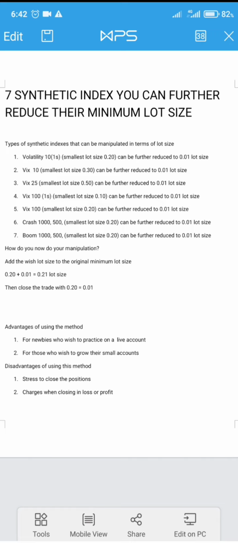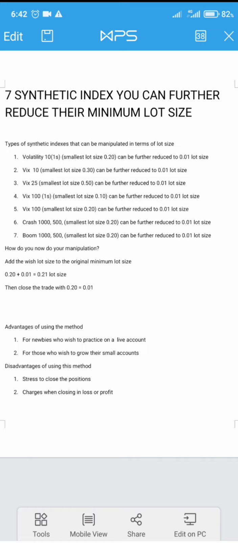Okay, so why this idea is good for us is because of some accounts. 0.20 is still a smaller size that you can use, but there are some accounts, those of us that would like to fund like $20 or even $30 or $10. So reducing your lot size to 0.01 can still help us reduce the risk on that account.